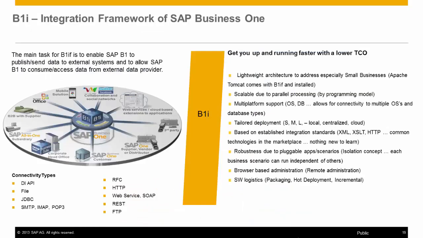As shown, the main task for the SAP Business One Integration Framework is to enable SAP Business One to publish and send data to SAP systems as well as external systems, and to consume and access data from any external data provider. You can see the many connectivity types available, such as flat file, web services, JDBC, FTP, and many more. These are built-in connectivity types and ready for use once the solution is installed.